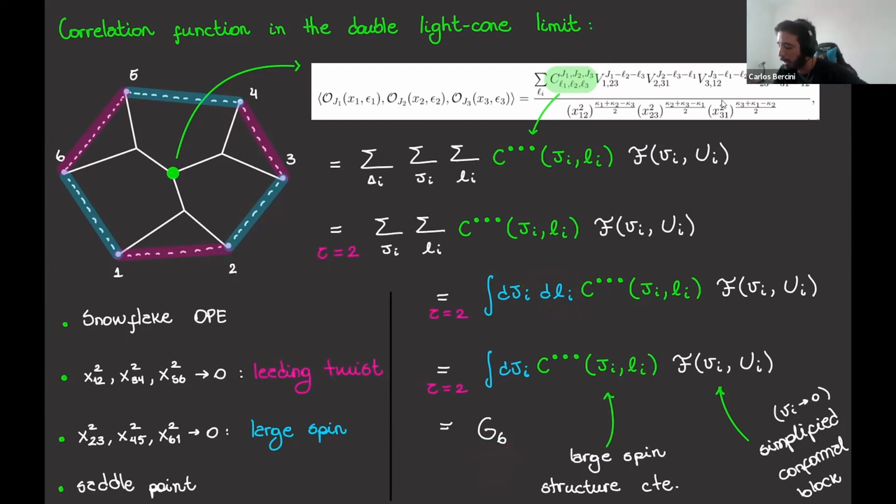It's equal to leading twist and large spin. And here we have the structure constant of large spin operators, weighted by a very, very simplified conformal block, since 6 of its 9 variables were sent to 0 in this limit. But that's not the end. We get the 6-point function.